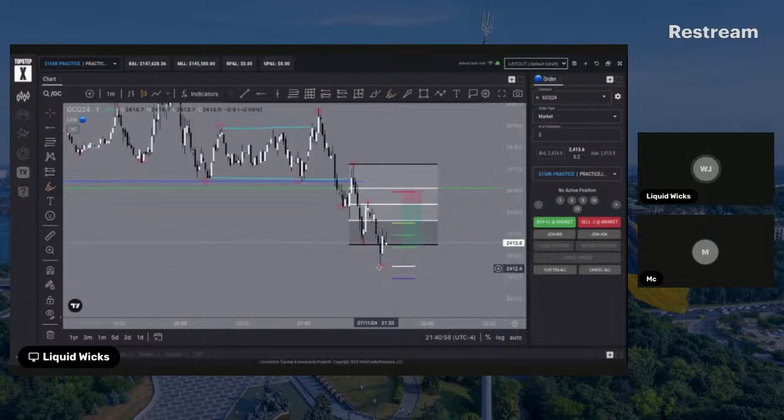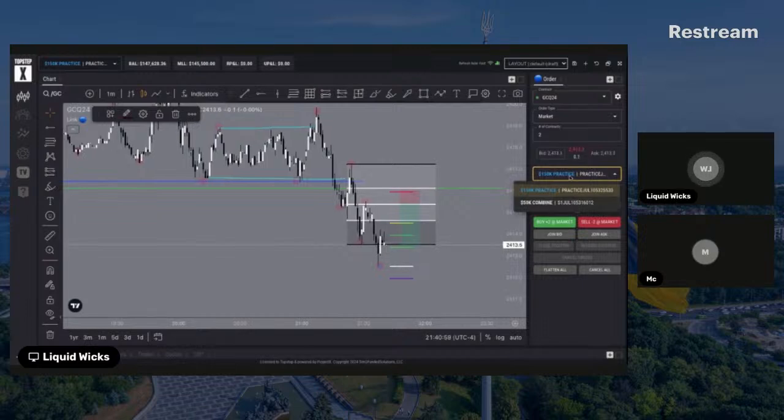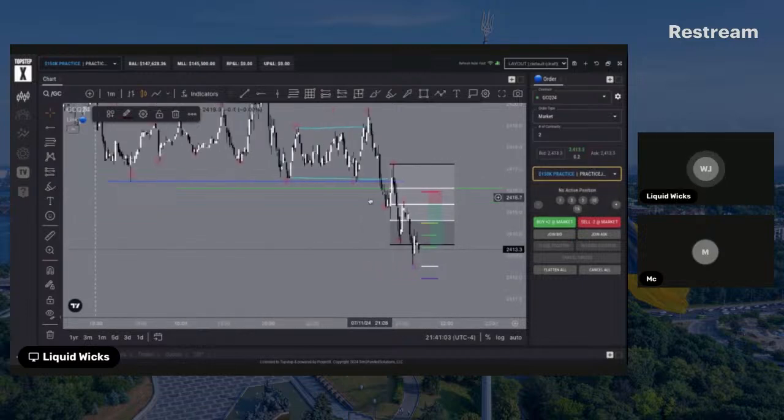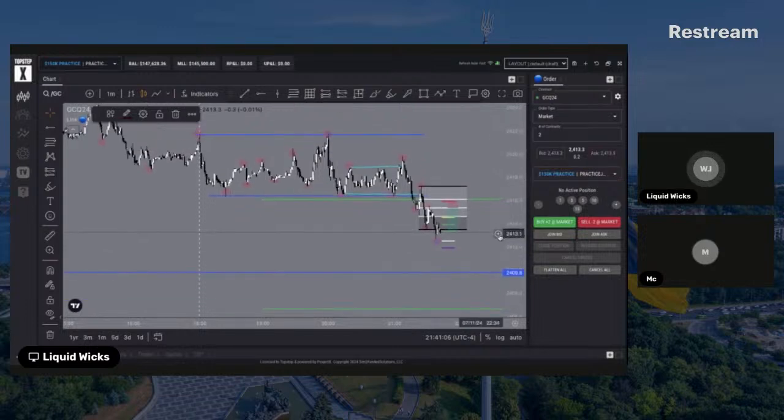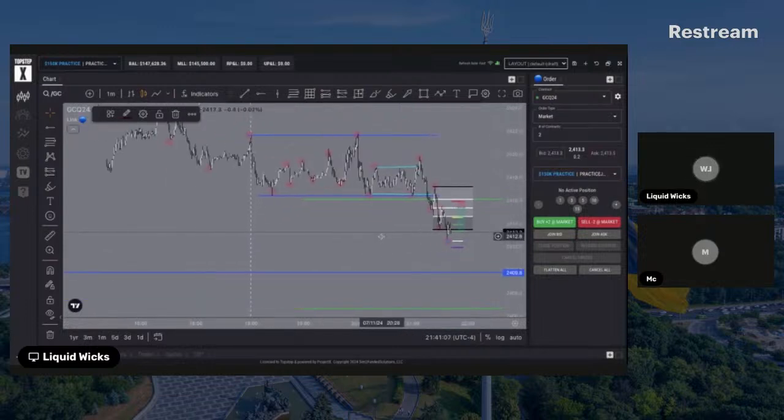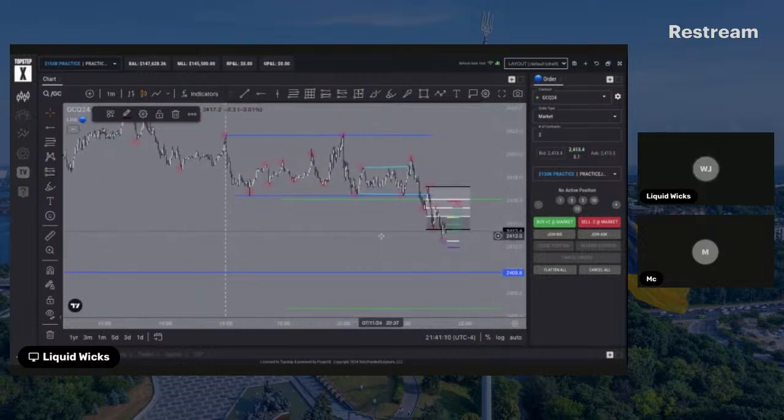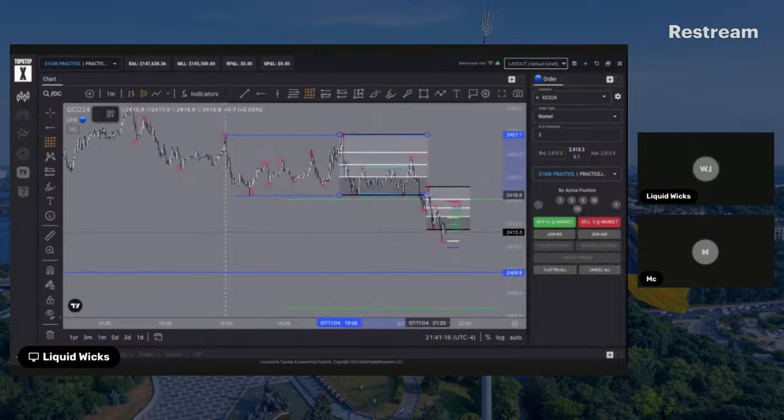Are you on a practice account? Yeah, this is the 50K account. I usually don't trade Asia. And looking at this, I'm not seeing anything that I really like. This was a better setup over here around 9 o'clock.